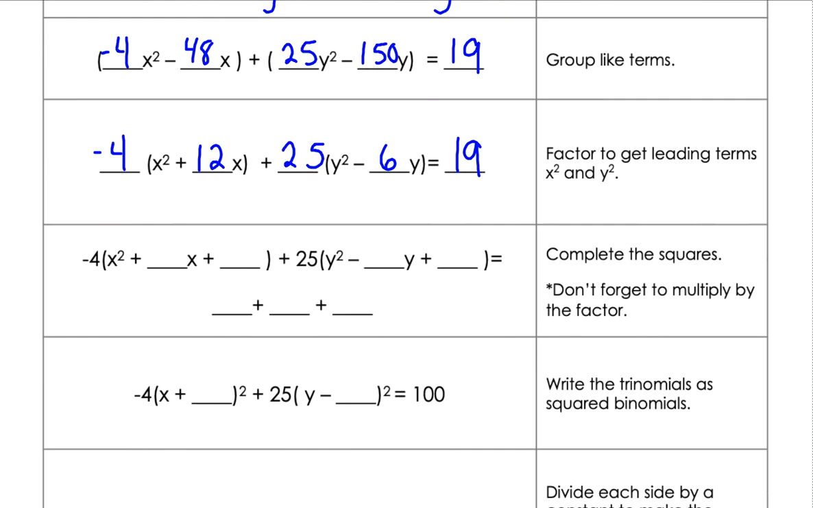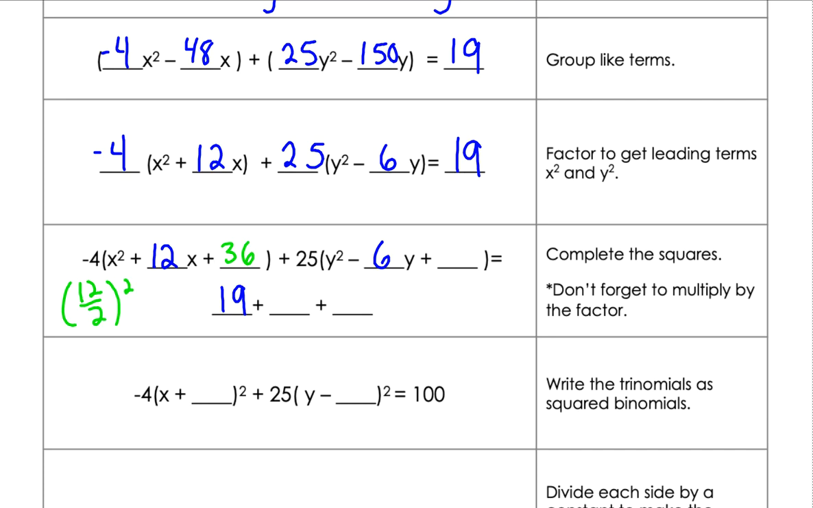So then copying down what I already have, I know that I have 12x's, I know that I have negative 6y's, and I know that my equation equaled 19. So now we're going to complete the square for each part. So again, taking that 12 divided by 2 and squaring it. That's going to give me 36 on this side.